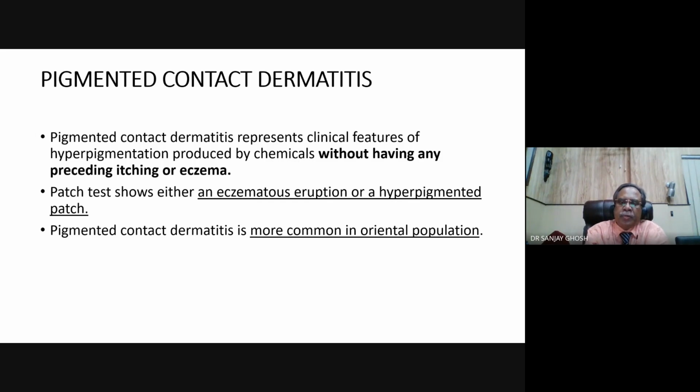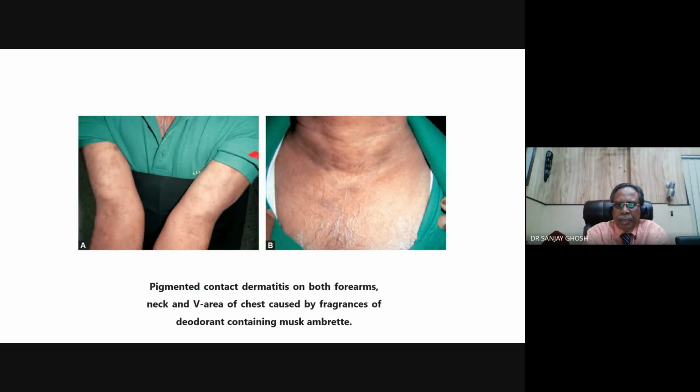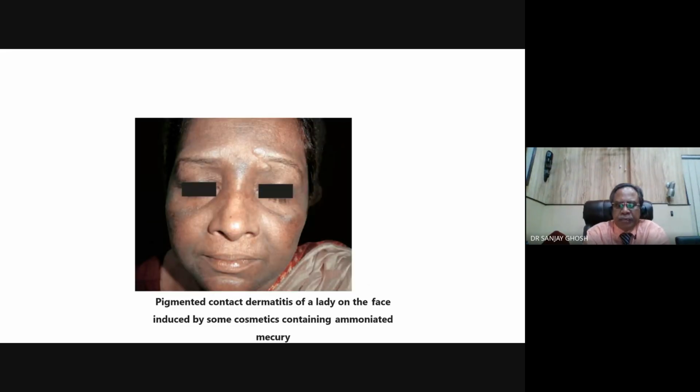It is more common in our oriental countries. Many cases were reported from Singapore by Dr. Goh and the National Skin Centre in Singapore. Optical whiteners and others are very common causes. This one is from deodorant and body spray, on the forearms and the area of the neck. This is the face. Ammoniated mercury is very commonly still a cause, though it's a banned product.